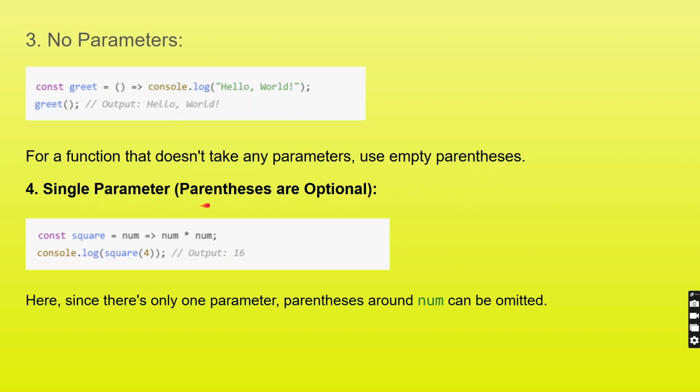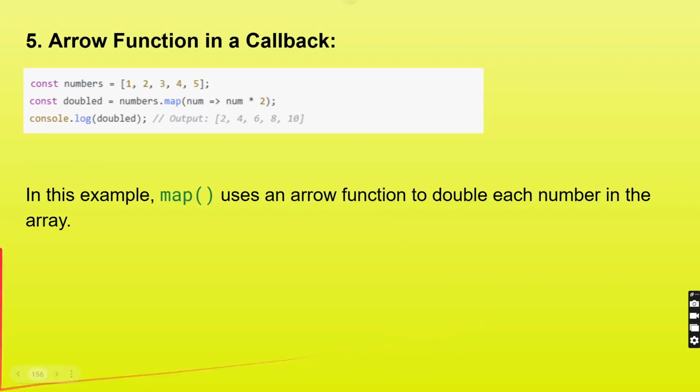Single parameter, parentheses are optional. So it is a single parameter, it takes num and the arrow returns num into num. So the square of 4 is 16. Here, since there is only one parameter, the parentheses around num can be omitted.